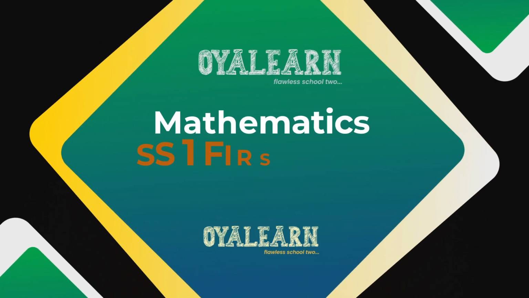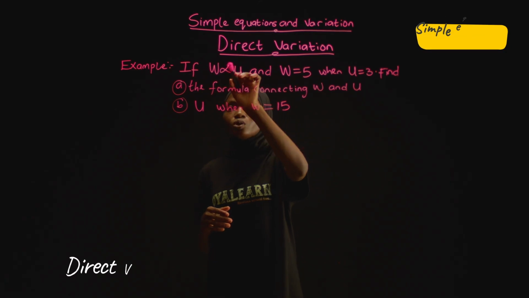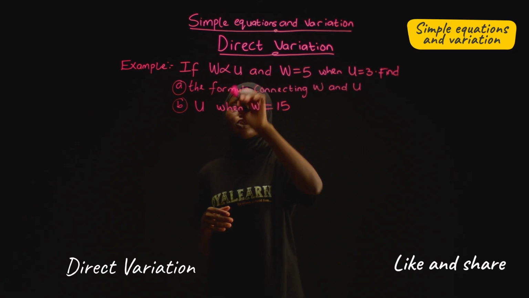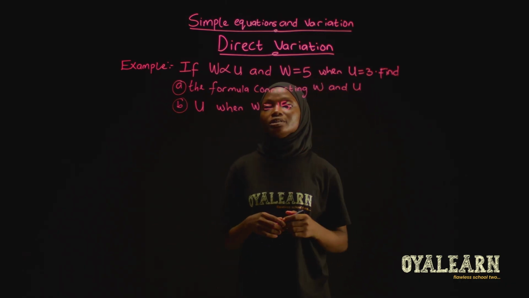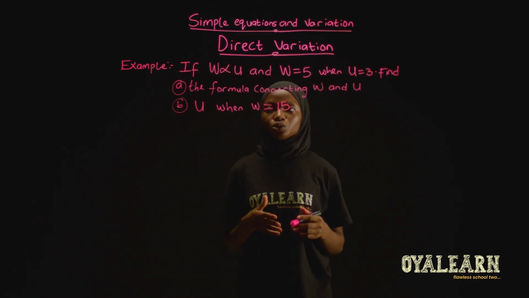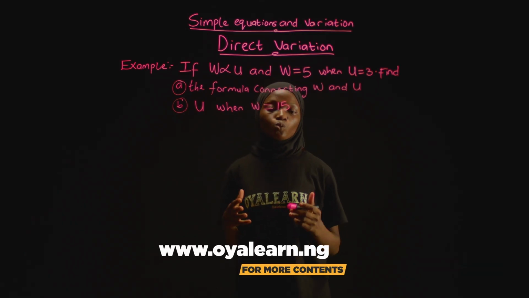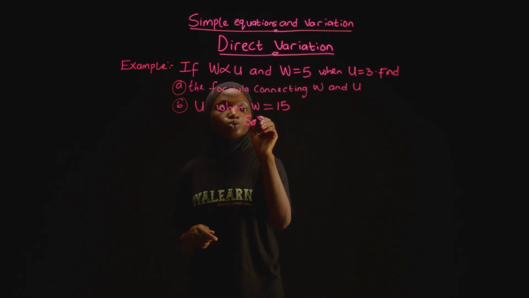This is an example on direct variation, and it says if W varies directly as U and W equals 5 when U equals 3, find A, the formula connecting W and U, and B, U when W equals 15. Solution.